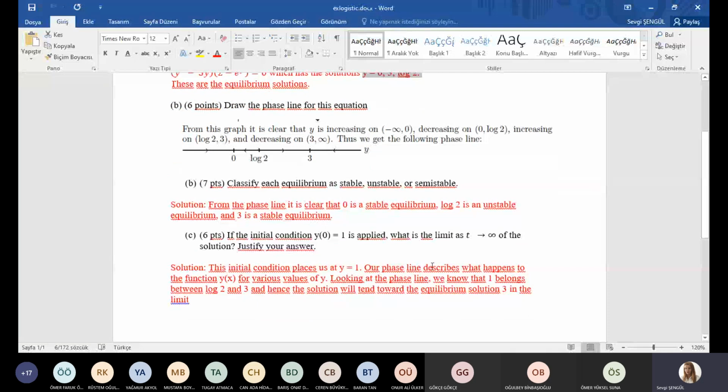As you can see, our phase line describes what happens to the function y for various values of y. Looking at the phase line, we know that 1 is between logarithm 2 and 3, and hence the solution will tend toward the equilibrium solution 3 in the limit, and it will stay at 3 in the long run. Is it clear?